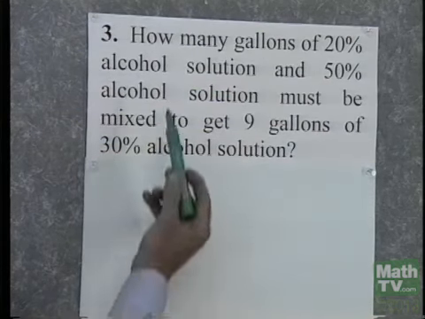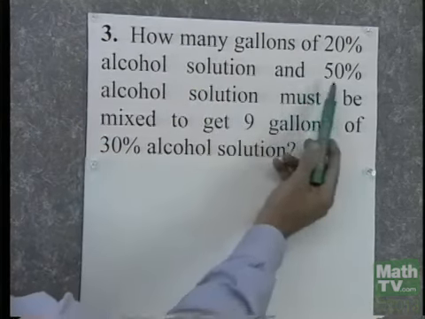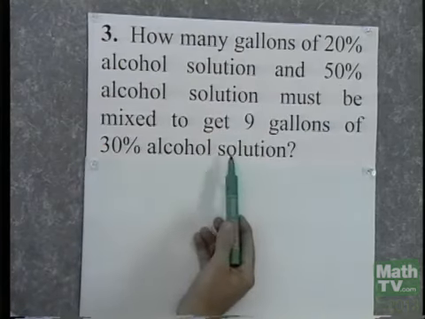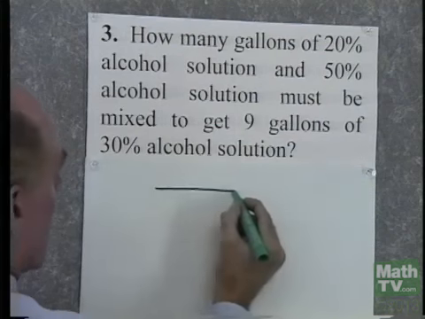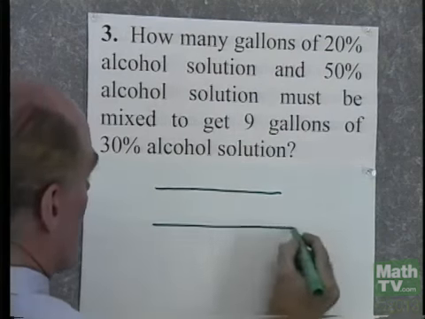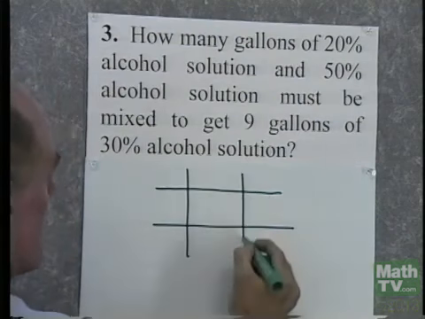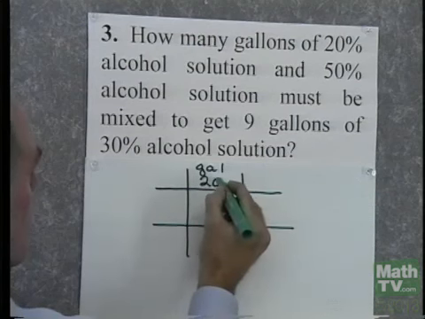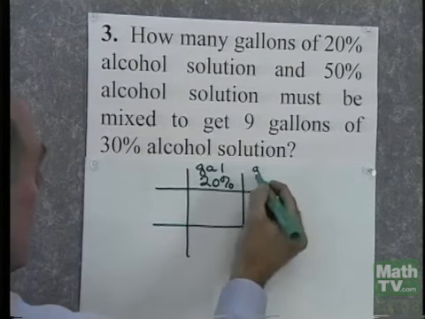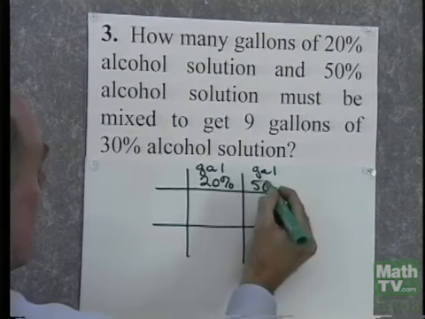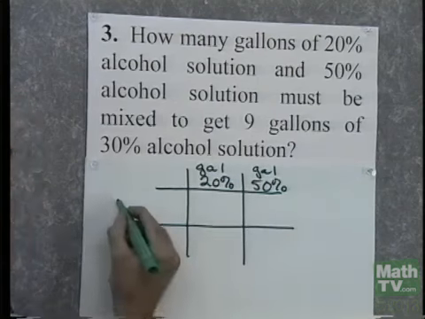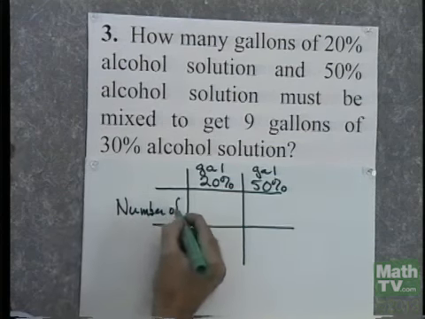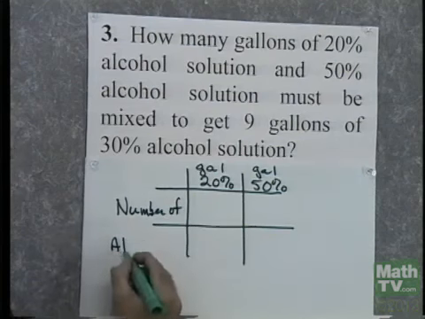So here we have how many gallons of 20% alcohol solution and 50% alcohol solution must be mixed to get 9 gallons of 30% alcohol solution. I'm going to begin this problem with a little chart also that will help me organize my information. So over here I'm going to have gallons of 20% solution, and over here gallons of 50% solution. Now, along this row I want the number of gallons, and over here I want the alcohol in.